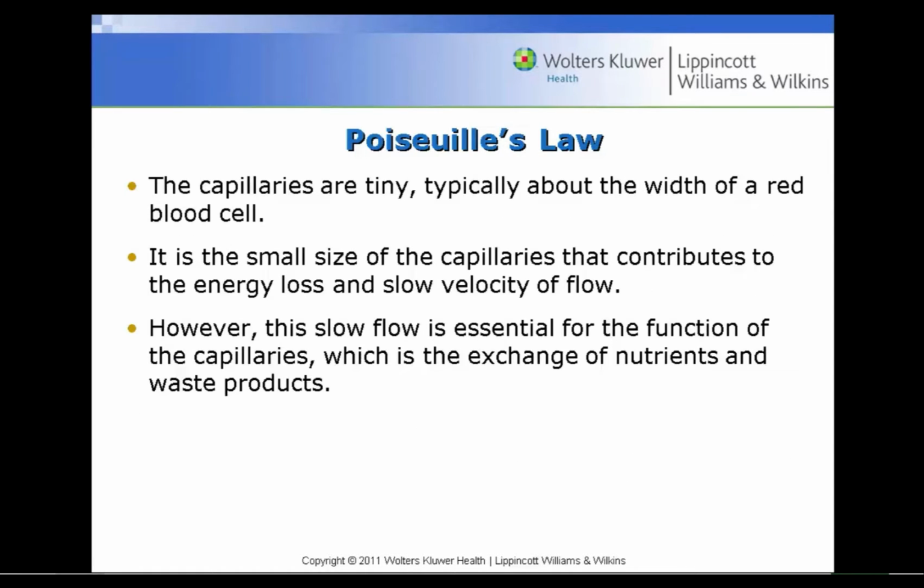The slow flow, again, as the vessels get tinier and tinier and get to about the width of a red blood cell, the size contributes to the energy loss and the slow velocity of flow. But this is essential for the function of the capillaries, which is to exchange nutrients and waste products.